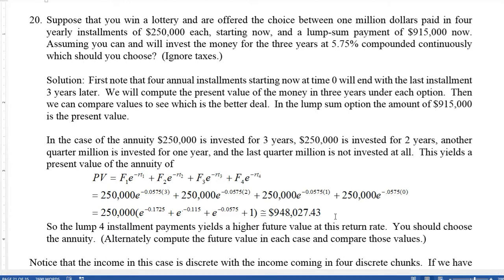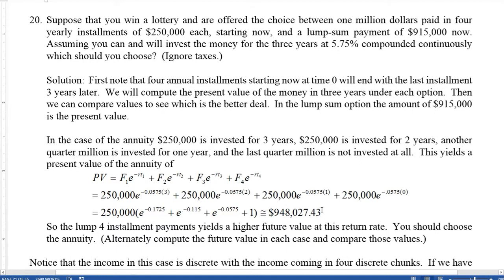If we were to take that amount of money today and invest it, compounding continuously at 5.75% for 3 years, that's how much we would end up with, the same as taking the $250,000 invested for 3 years, the next $250,000 for 2 years, the next $250,000 for 1 year, and the next $250,000 just receiving it. And so that's the present value.